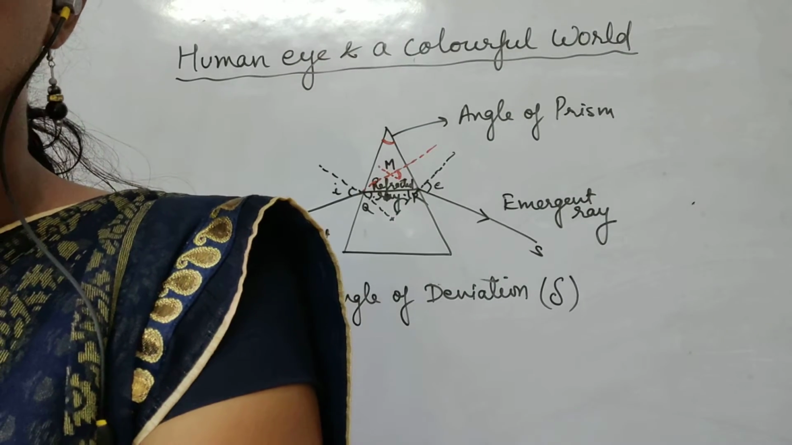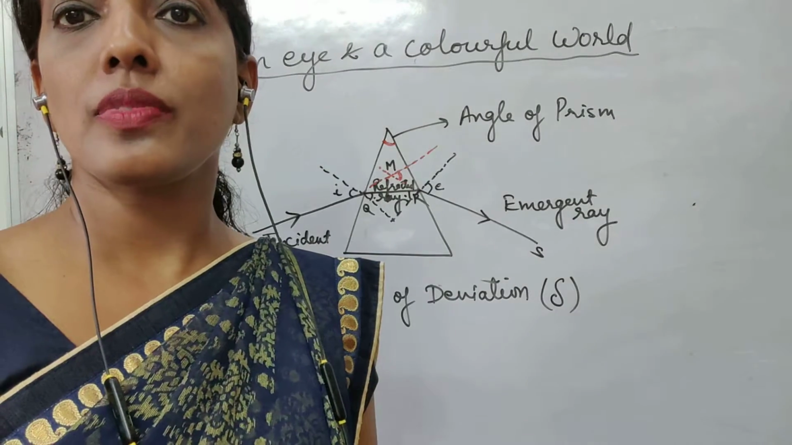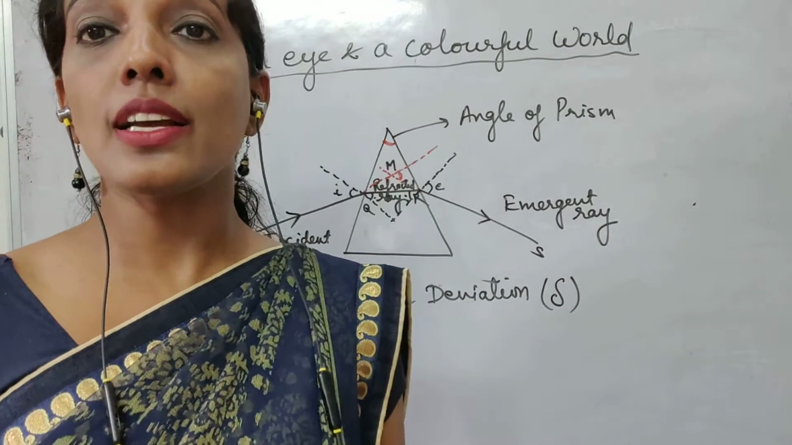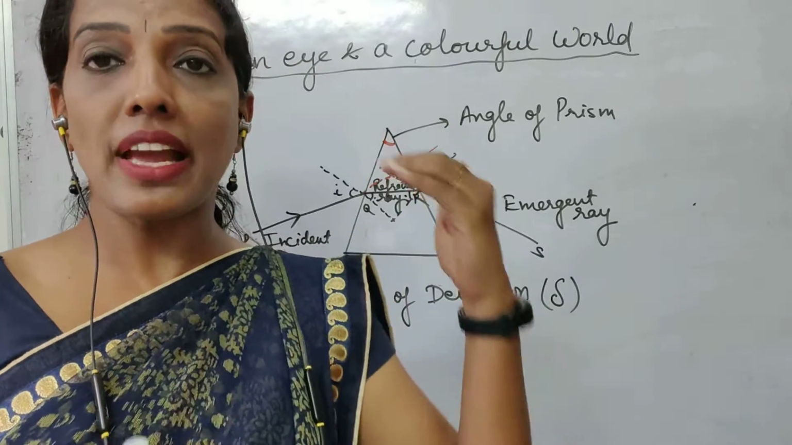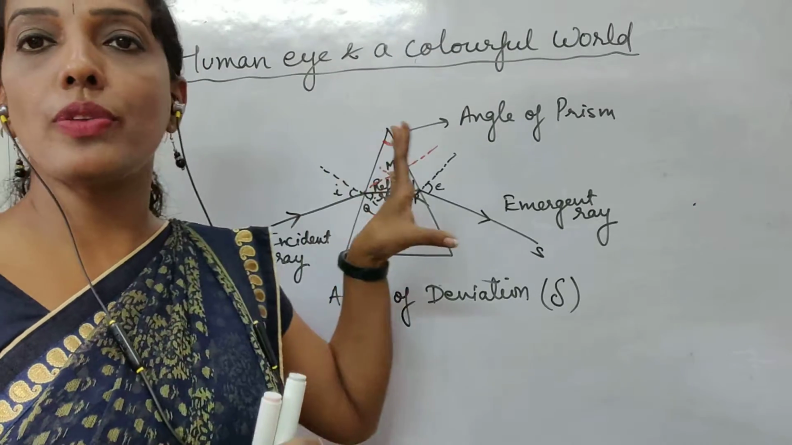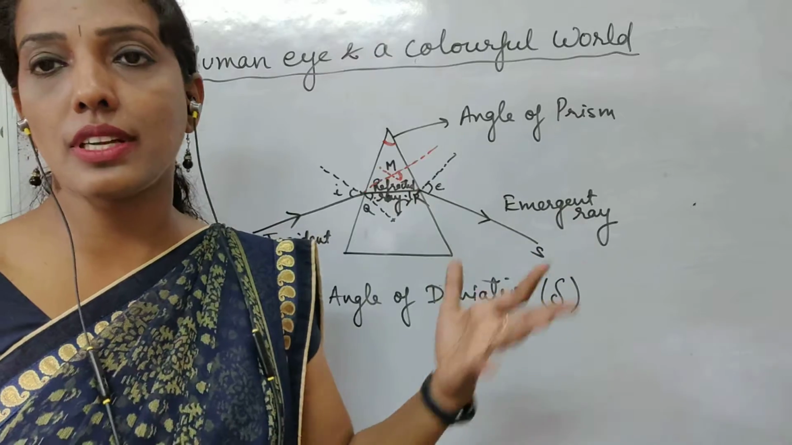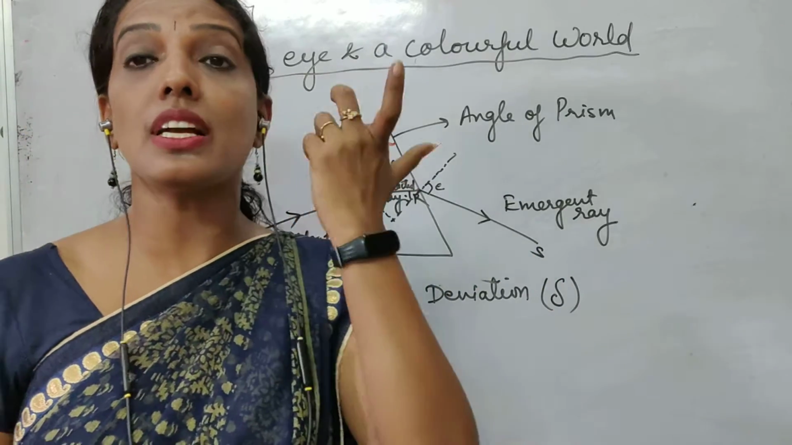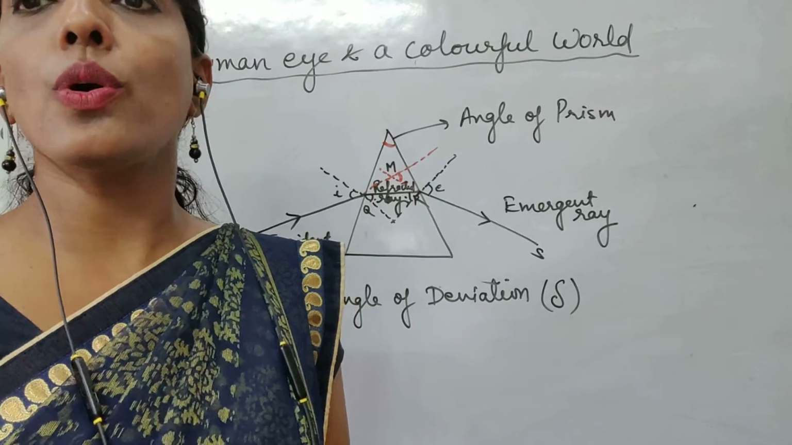Next topic is dispersion by prism. So what is that? Splitting of light into constituent colors means whenever the white light is passing through the prism, what will happen? It will convert into different constituent colors. So the pattern of the colors obtained is called the spectrum.